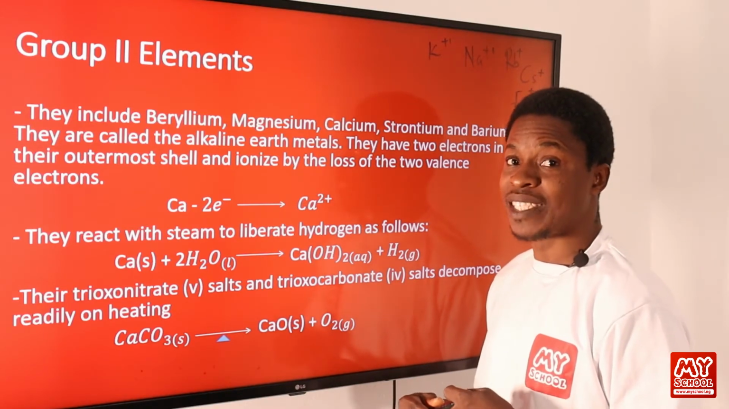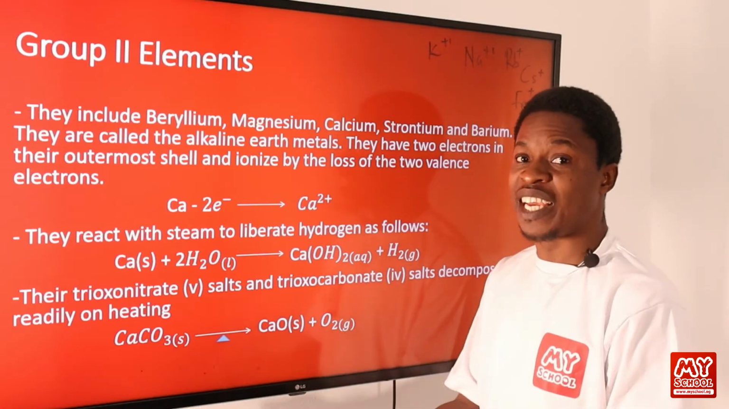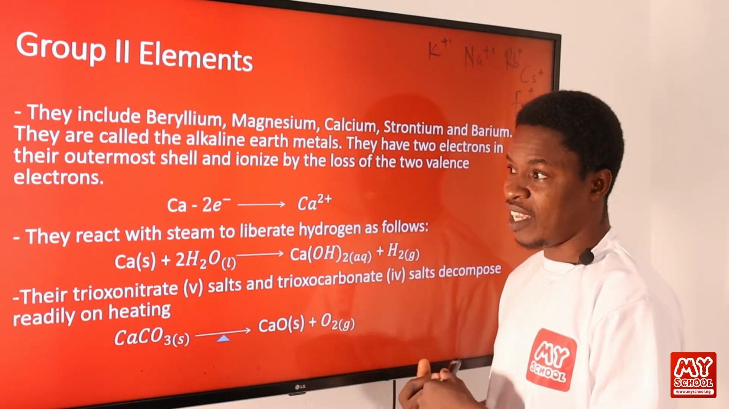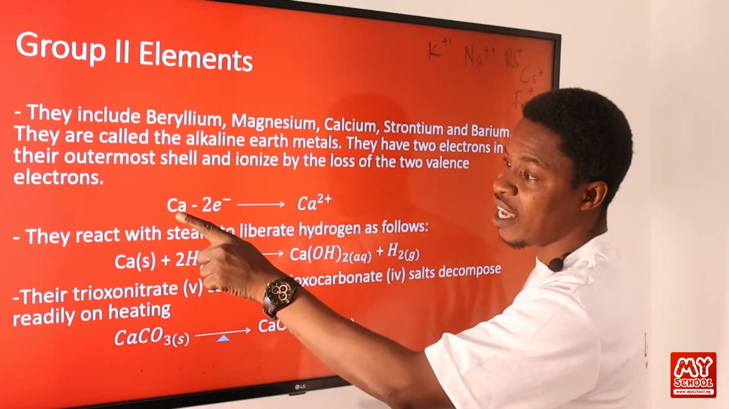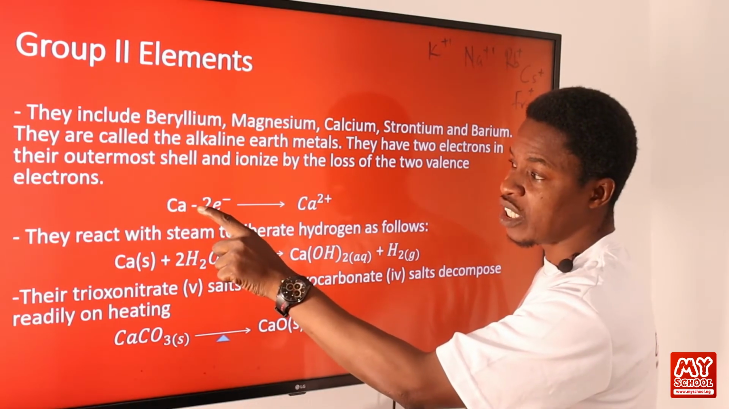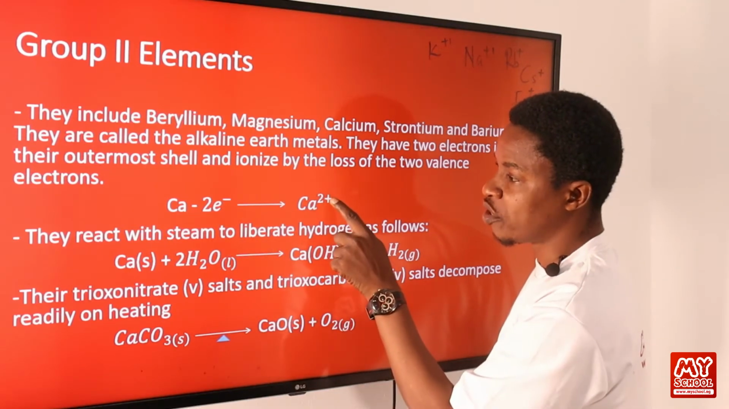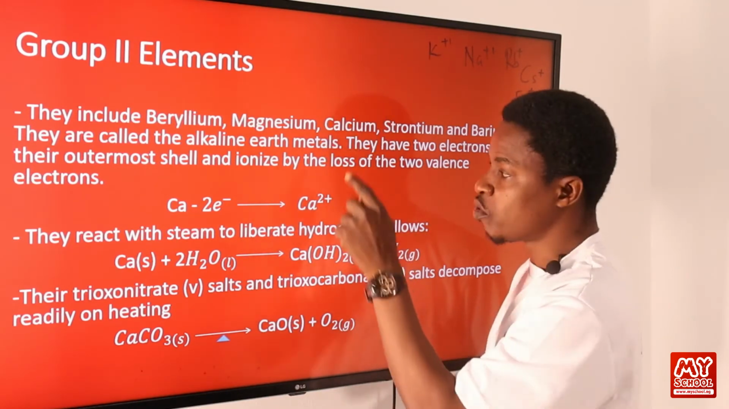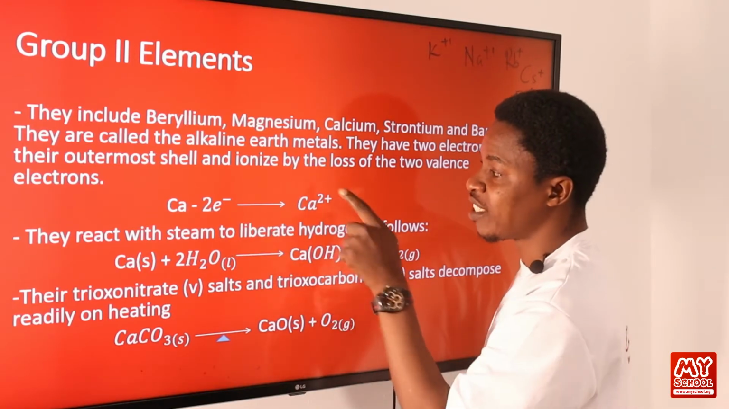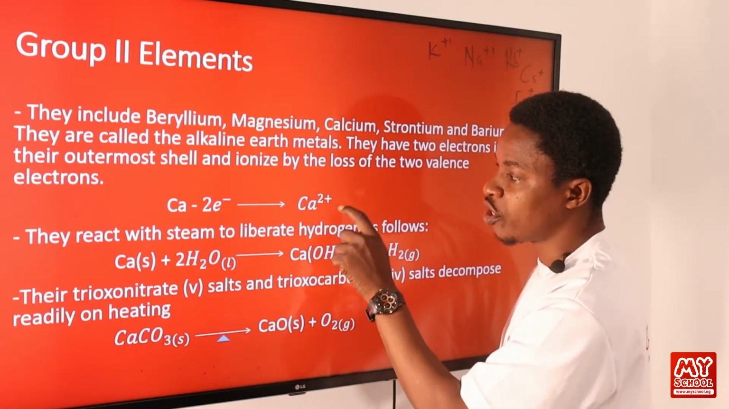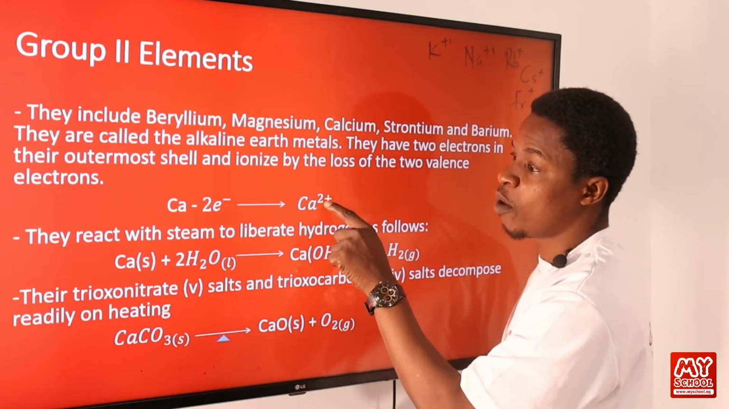Remember what I said about metals? Metals will always lose electrons to become positively charged. So we have calcium here. This is calcium metal losing 2 electrons, and because it loses 2 electrons, it becomes 2+. If it were 1, like group 1, it would have been +1. But because 2 electrons are lost, we have 2+ there. This shows that this metal has lost 2 electrons and becomes positively charged.